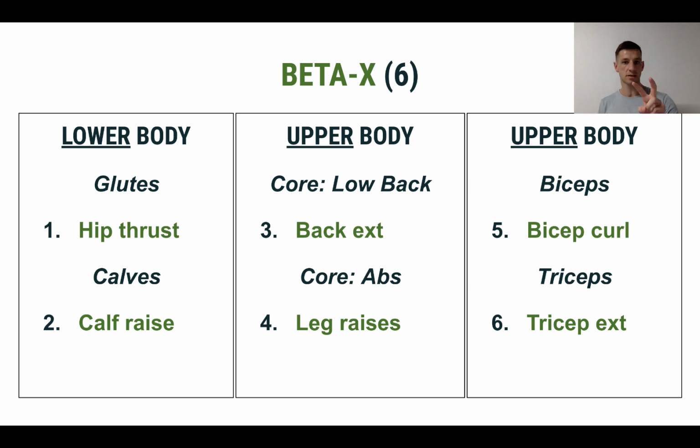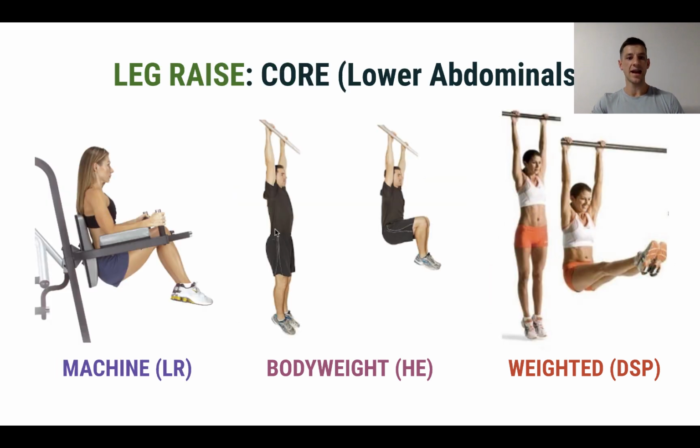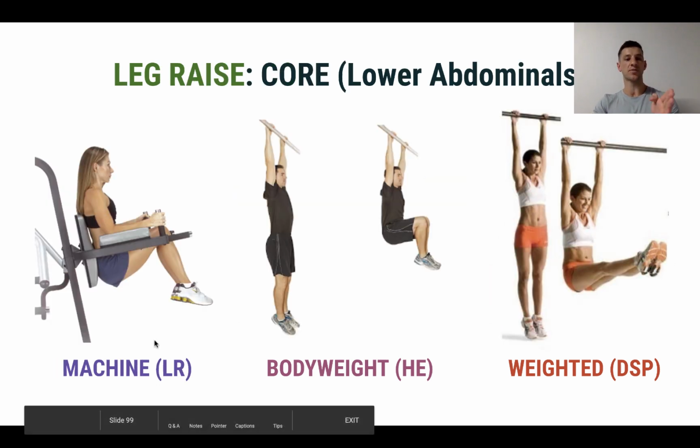And so we have two exercises that target those, the back extension exercise and leg raises. And then for upper body, we have biceps and we have triceps. So it's the front of the arm and the back of the arm. Okay, so let's quickly take a look at them. For back extension, here you have a machine, we have body weight, and we have weighted. Okay, leg raise. Here you can use a captain's chair apparatus, usually available at the gym.